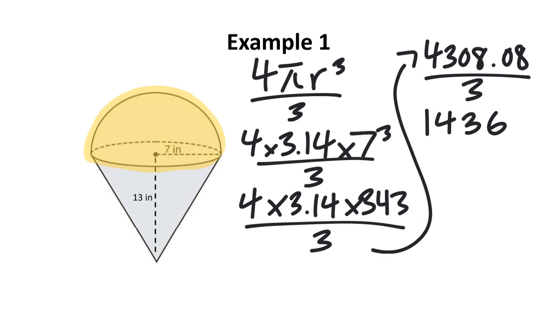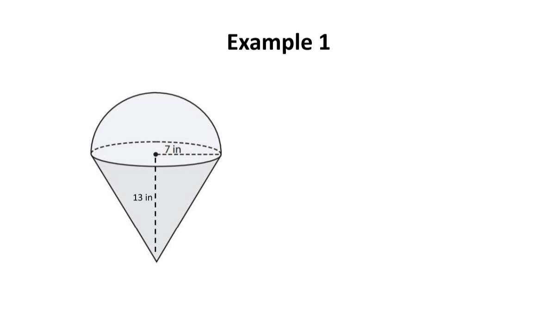1,436. However, since this is a half sphere, we need to take this number and we need to divide it by 2. So 1,436 divided by 2 is approximately 718 inches cubed.